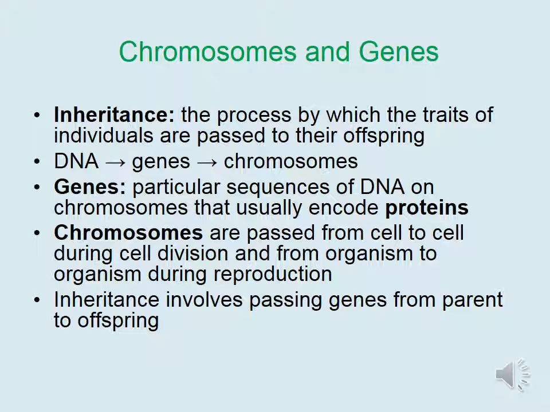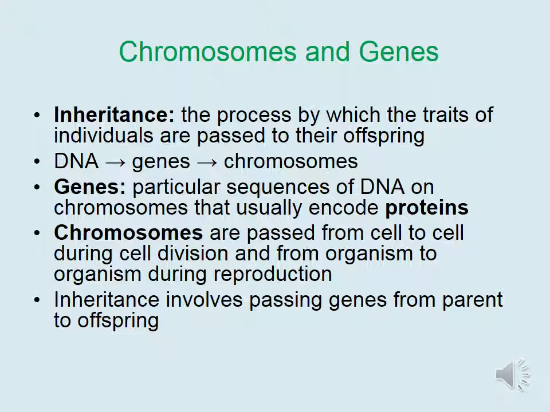If we review the genetic material in a cell, there's DNA, genes, and chromosomes. DNA is deoxyribonucleic acid, which consists of nucleotides strung together to yield the molecule. Genes are particular sequences of DNA on chromosomes that usually encode proteins. Remember that chromosomes are long strands of DNA that contain certain genes in certain orders.